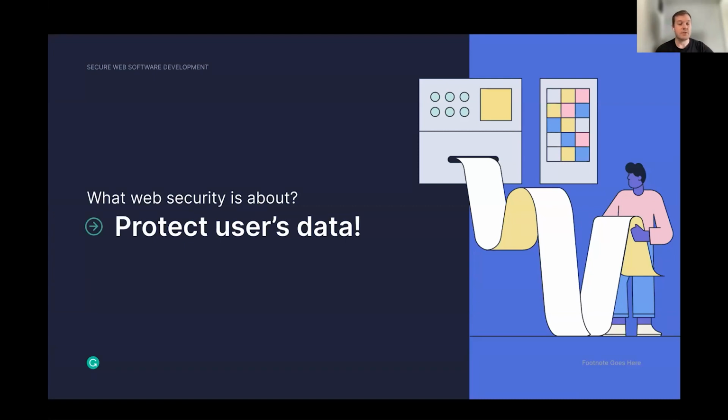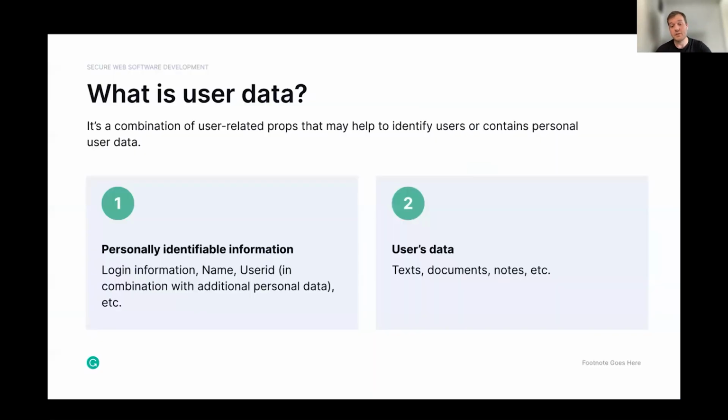But yes, the first thing that we should think about is basically how to properly handle users' data. And just to be on the same page, what is the user data? Usually we can split it into two kinds. The first one is personally identifiable information. This is usually a combination of some information that can be used by hackers to track the user activities.